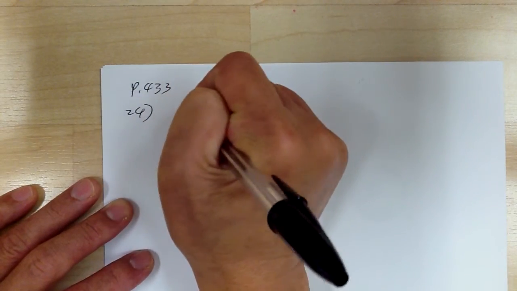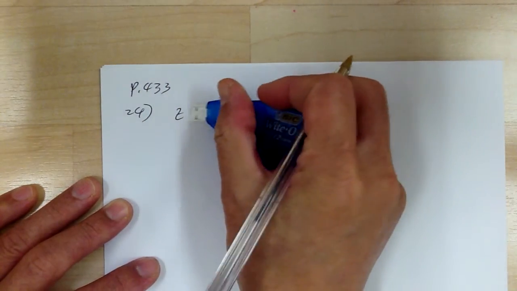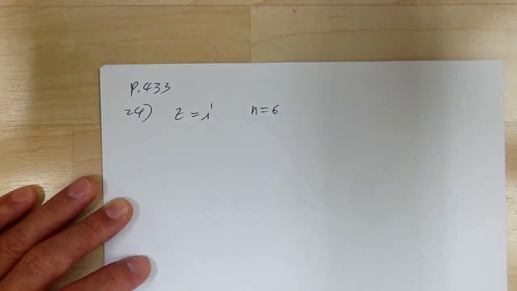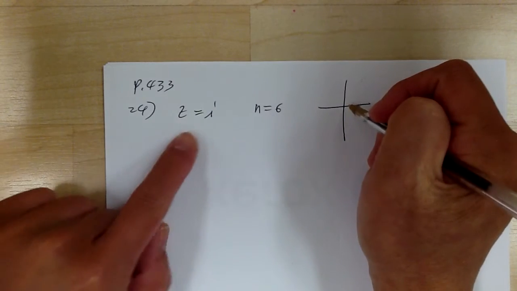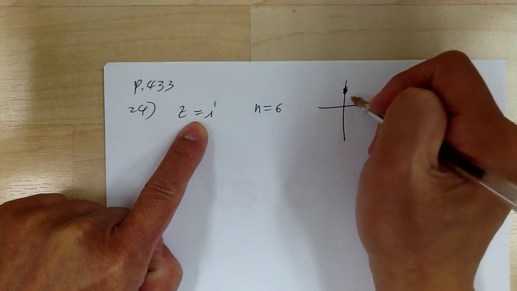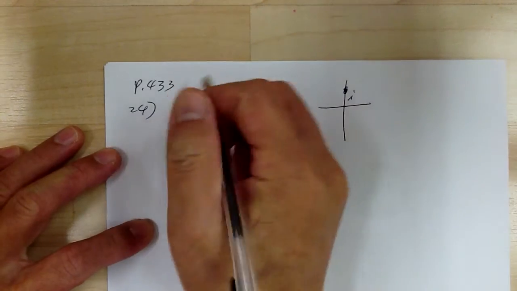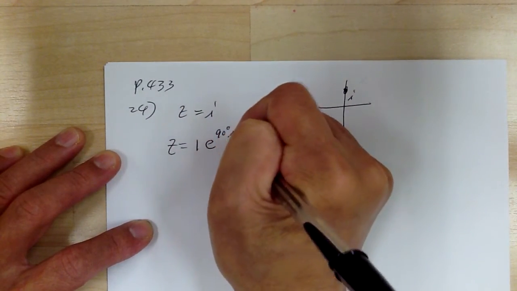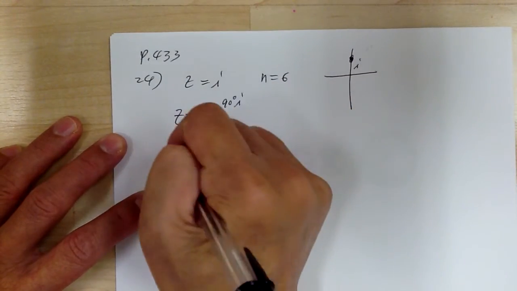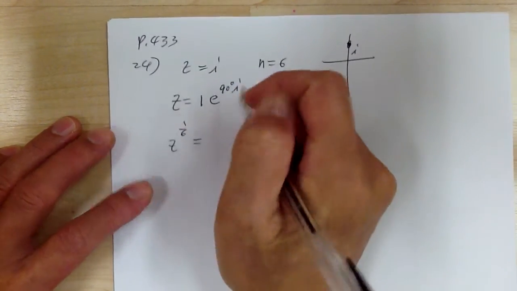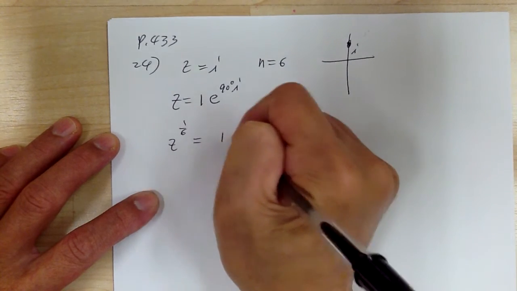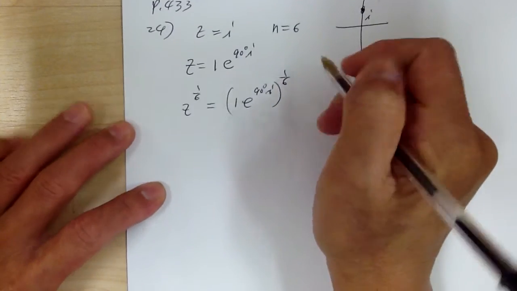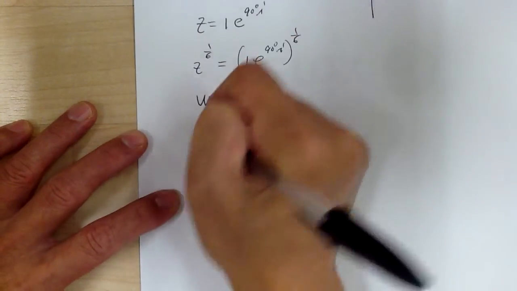You get z equal to i and n equal to 6. So if you sketch it out, this is 1, so it's right over here. Okay, so this is 1i. So in this case, z equals 1 e to the 90 degree i. And n equal to 6, so z to the 1/6 power is equal to 1 e to the 90 degree i to the 1/6. So there will be 6 answers.